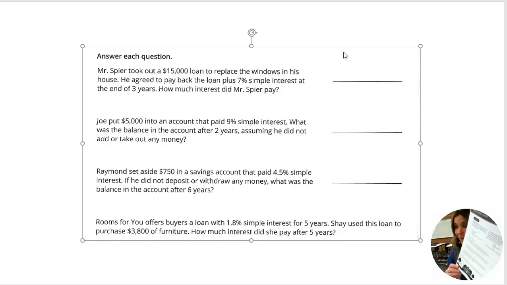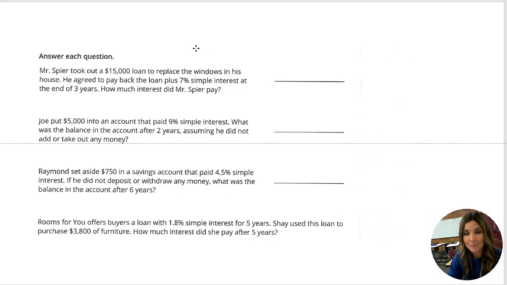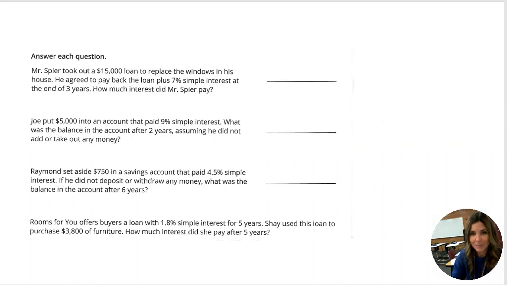So let's back up. Let's go back to the page that says number 70 at the top, simple interest. And I'm going to go ahead and go through these word problems with you, okay? So for the first one, it says, Mr. Spear took out a $15,000 loan to replace the windows in his house. He agreed to pay back the loan plus 7% simple interest at the end of 3 years. How much interest did Mr. Spear pay? Okay, so we are going to use our simple interest formula.